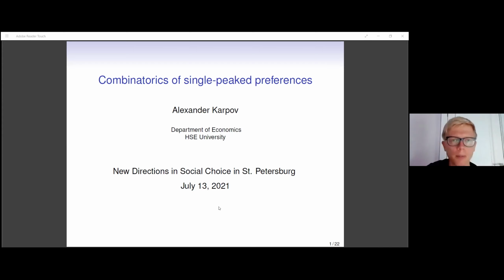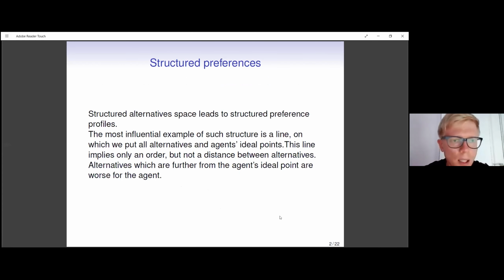So what do we have? In general, in economics and computer science, there is a general topic of structural preferences. We have some structured alternative space, and this structured alternative space leads to structured preference profiles. There are several variants of this alternative space, and the most influential example of such structure is a line on which we put all alternatives and agents' ideal points. This line implies only order, but not a distance between alternatives. And we will have some possibilities, not a unique preference order. Such possibilities are restricted by the following condition: alternatives which are further from the agent's ideal point are worse for the agent.